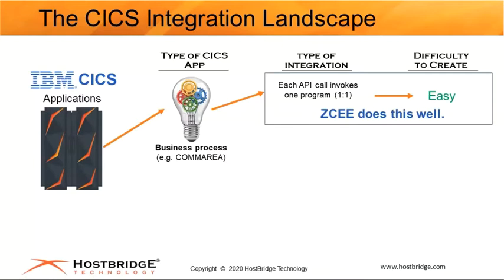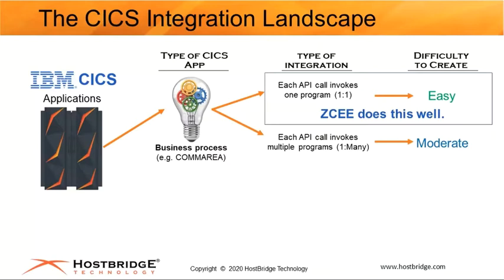If what you have is an inventory of business programs organized as COMMAREA or channel and container programs, and there is always a one-to-one relationship between the API you want to expose and the program that is implementing the API request, then you're done. Use ZCEE and you've got exactly what you need. There are other design patterns that also exist and, in fact, in our experience, are far more typical.